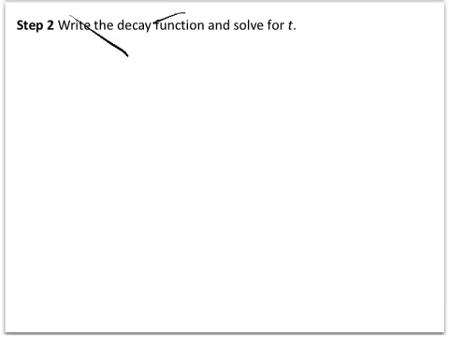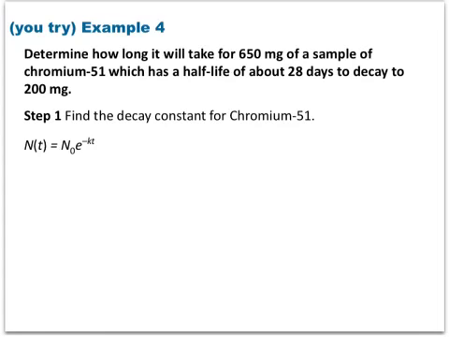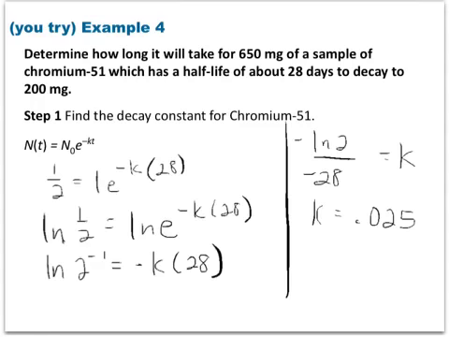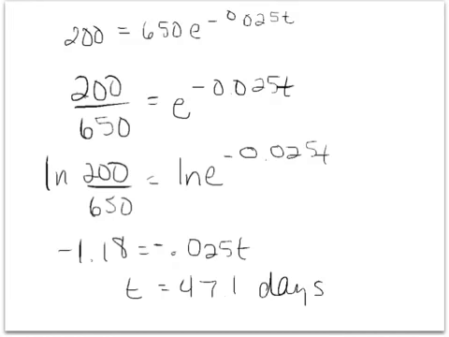Okay, we already did that. Go ahead and try this one on your own. Okay, I found k, so push pause and write this down and move on. Now I'm going to use the rest of the problem and solve for t. Look through this. Notice I isolated the e on the right by dividing both sides by 650. I divided this by 650. And I solved for t.